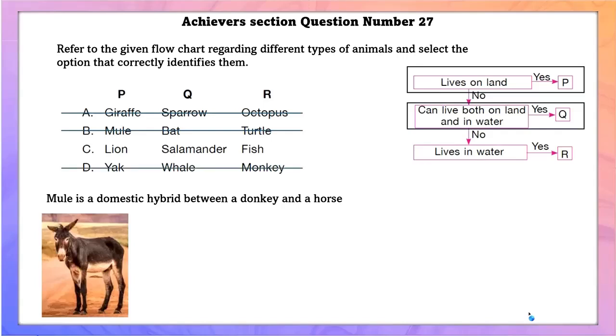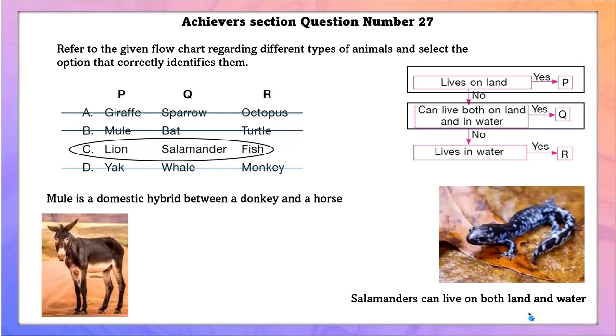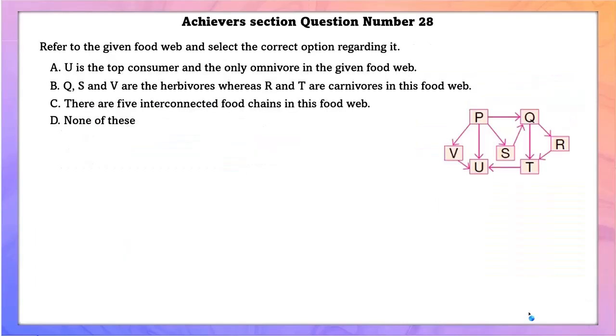Whale also cannot live on both land and water. So the D option is also false. So according to this, the C option is the correct option. Salamanders can live both on land and water.